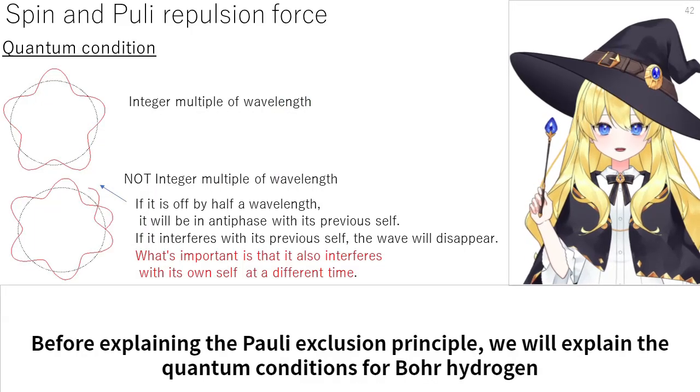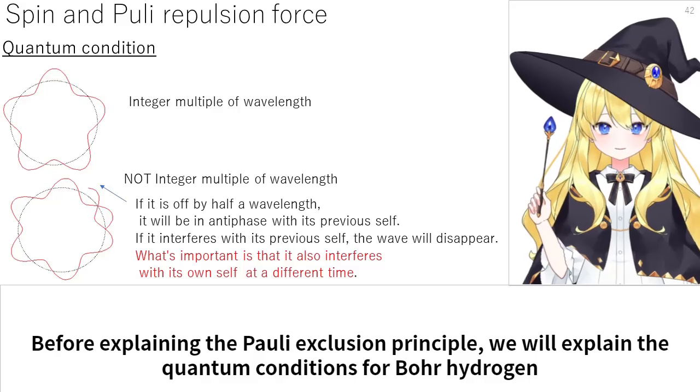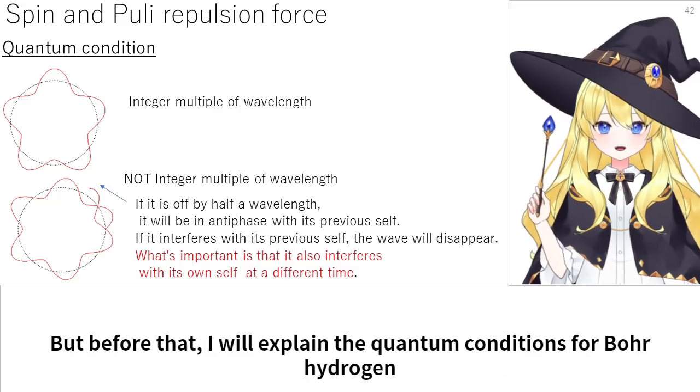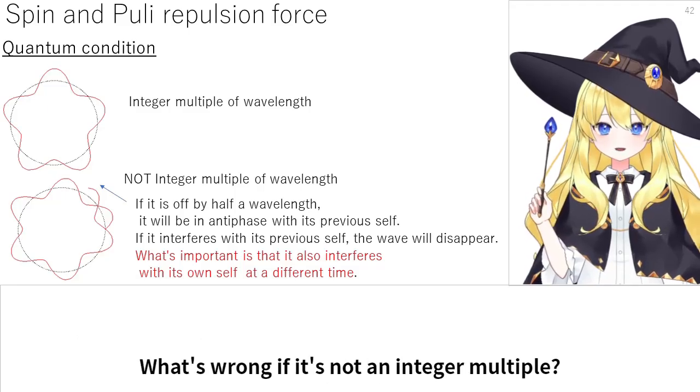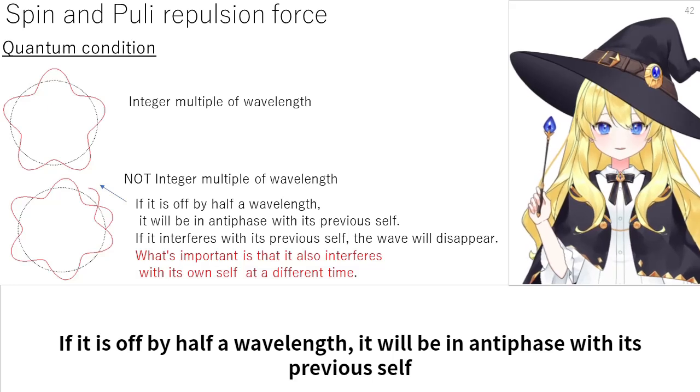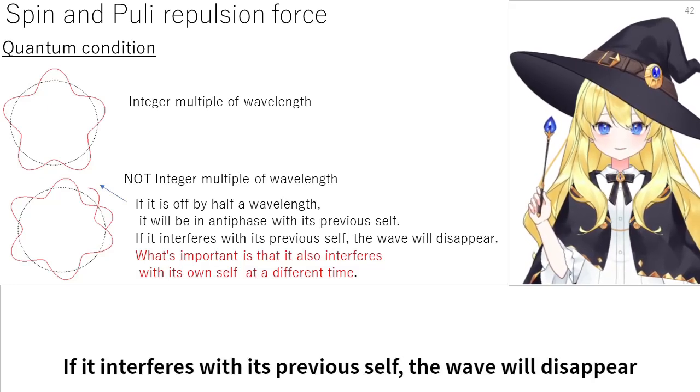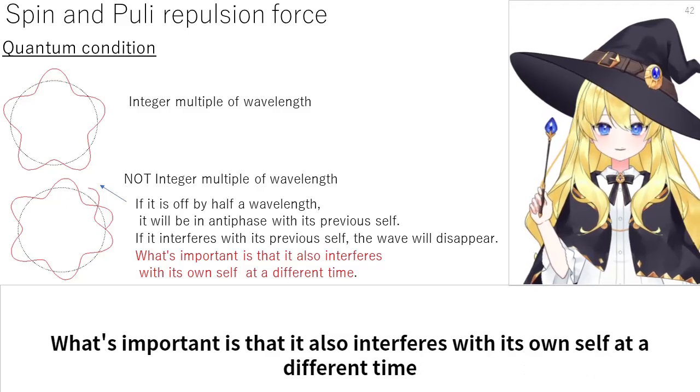Before explaining the Pauli exclusion principle, I will explain the quantum conditions for Bohr hydrogen. The length of the orbit must be an integer multiple of the wavelength. What's wrong if it's not an integer multiple? If it is off by half a wavelength, it will be in antiphase with its previous self. If it interferes with its previous self, the wave will disappear. What's important is that it also interferes with its own self at a different time.